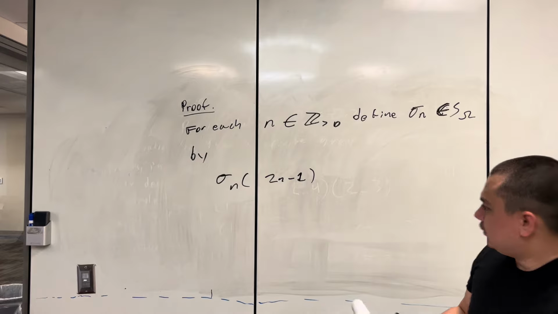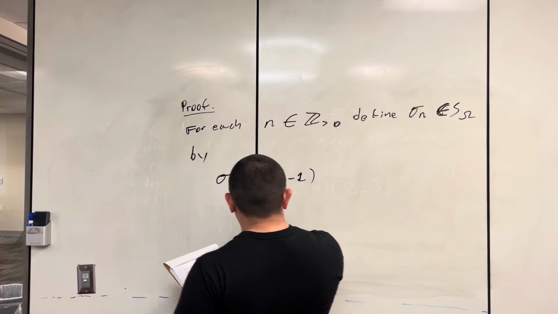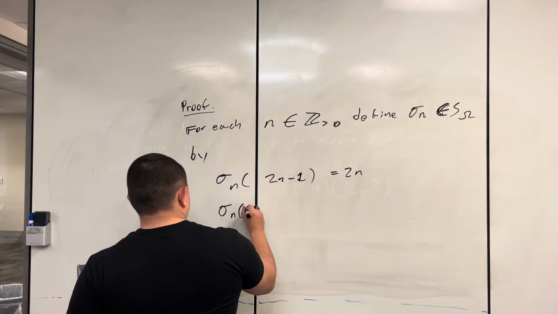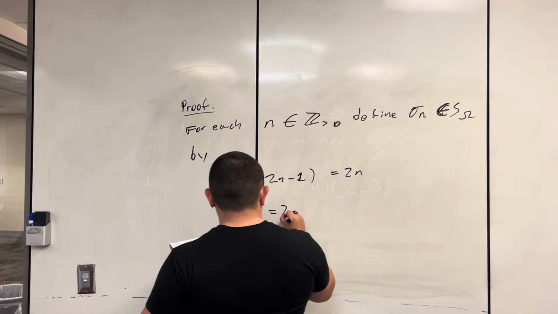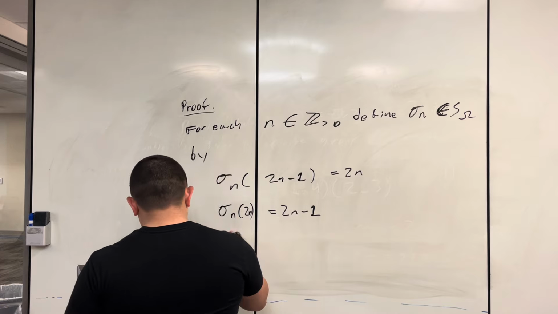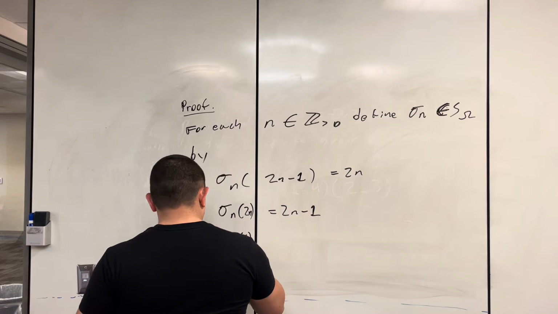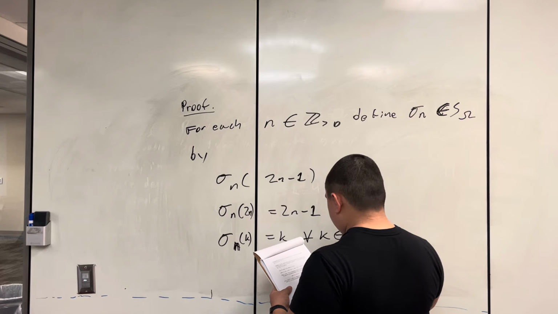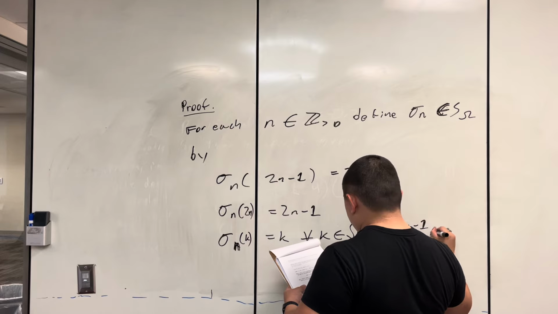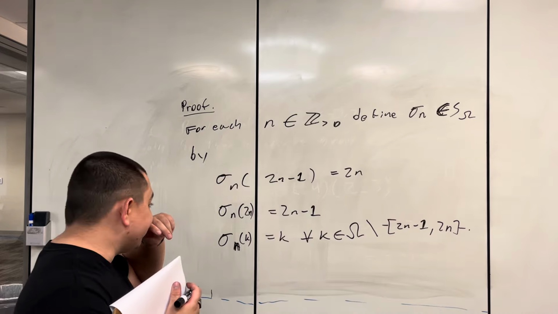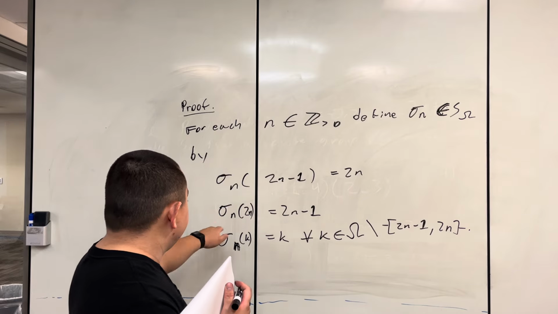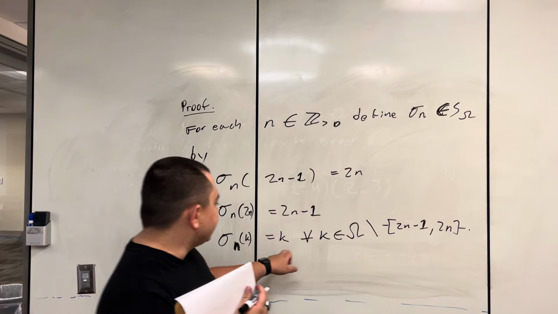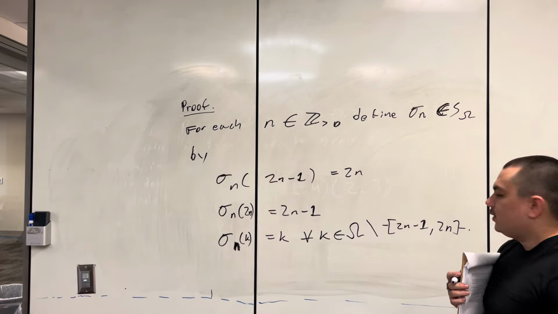Okay, so sigma sub n of 2n minus 1 is equal to 2n, sigma sub n of 2n is equal to 2n minus 1, and sigma sub n of k is equal to k for all k within omega, with the exclusion of 2n minus 1 and 2n.